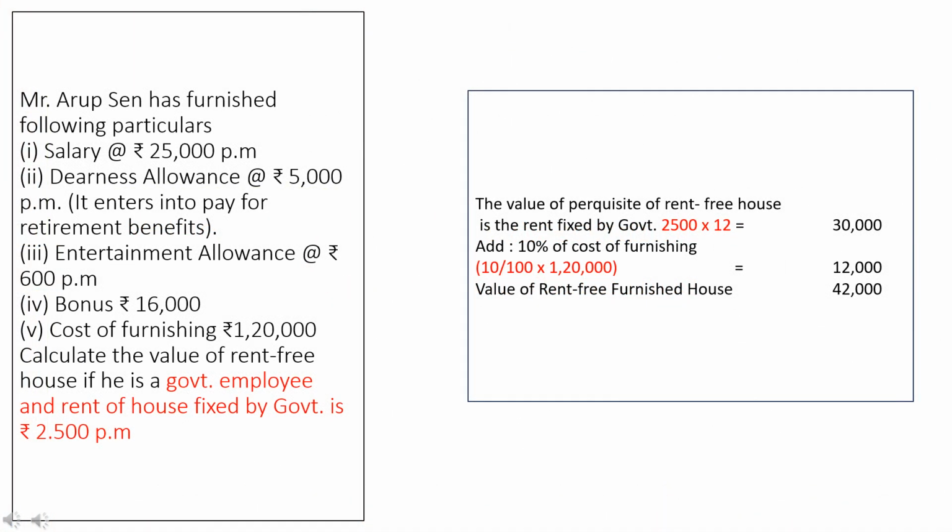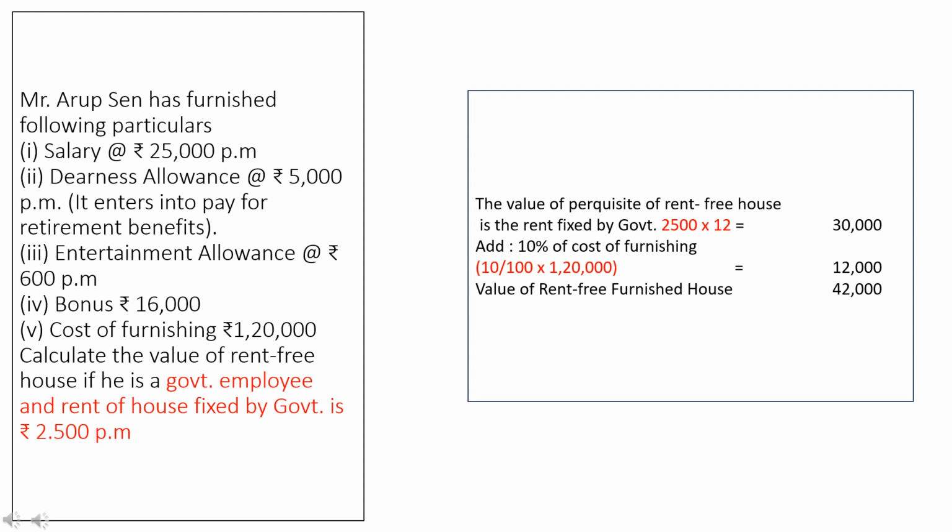Now, let's solve certain examples. In this question, the details of salary and other benefits are given, and it is mentioned that the employee is a government employee. So for a government employee, the value of RFA will be the license fee fixed by the government, which is 2500 per month in this question. So the value of RFA will be 2500 into 12, that is rupees 30,000.